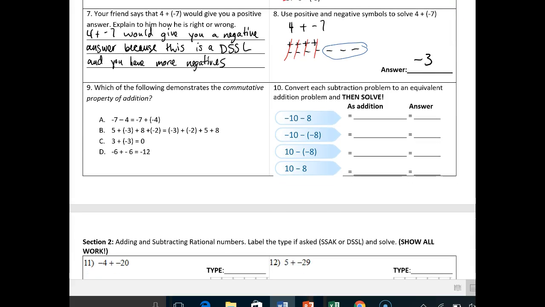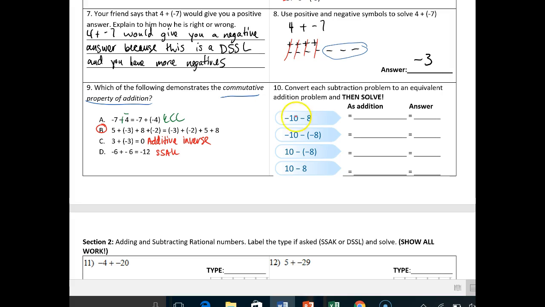Number 9, which demonstrates the commutative property of addition. That's just switching the order around. Here, answer choice A is just demonstrating KCC. All they did was keep, change, change to get that. B is actually the correct answer. They switched around, put the negatives together, put the positives together. C is an example of our friend the additive inverse. Adding 2 opposites will give you 0. And D is just an SSAK problem. -6 plus -6 equals -12. So B was your answer choice there.